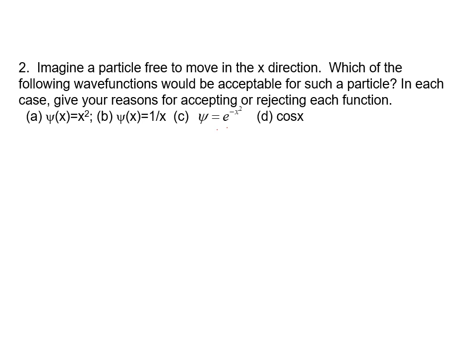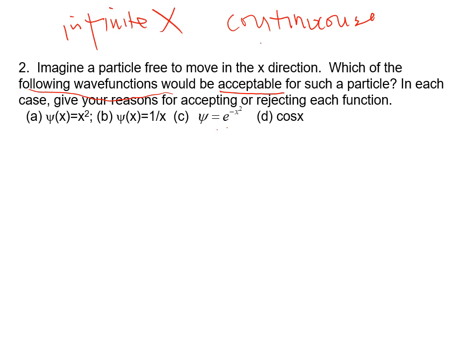Question number 2 is about the constraints of wave functions. It asks which of the following would be acceptable as a wave function. As we mentioned in class, wave function squared is related to probability, and therefore the wave function cannot be infinite. Also, the wave function must be continuous. And the wave function must be single valued, because every point must only have one probability.